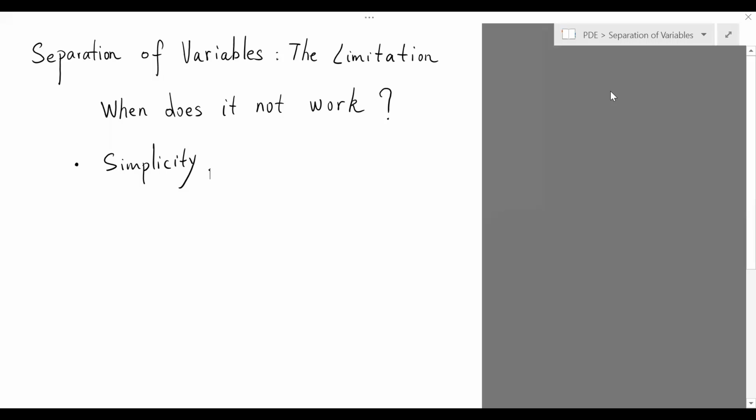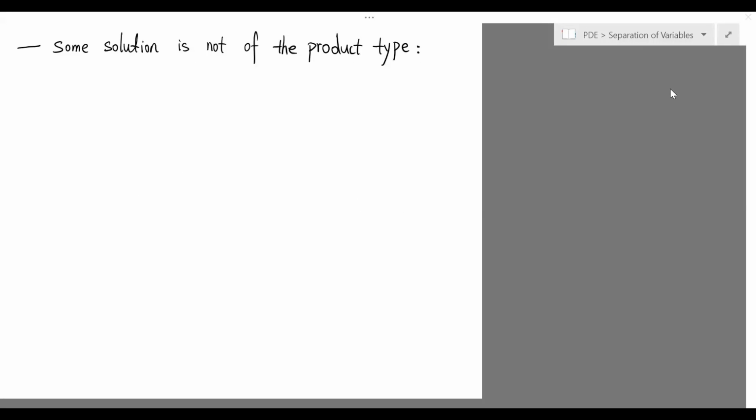On the other hand, this method is so popular because it does apply to a collection of classical partial differential equations, which we'll be talking about a little bit more moving forward. Still, it is not an almighty method. We're going to look at a few circumstances in which it does fail. We will begin with the case in which some solution is not of the product type.